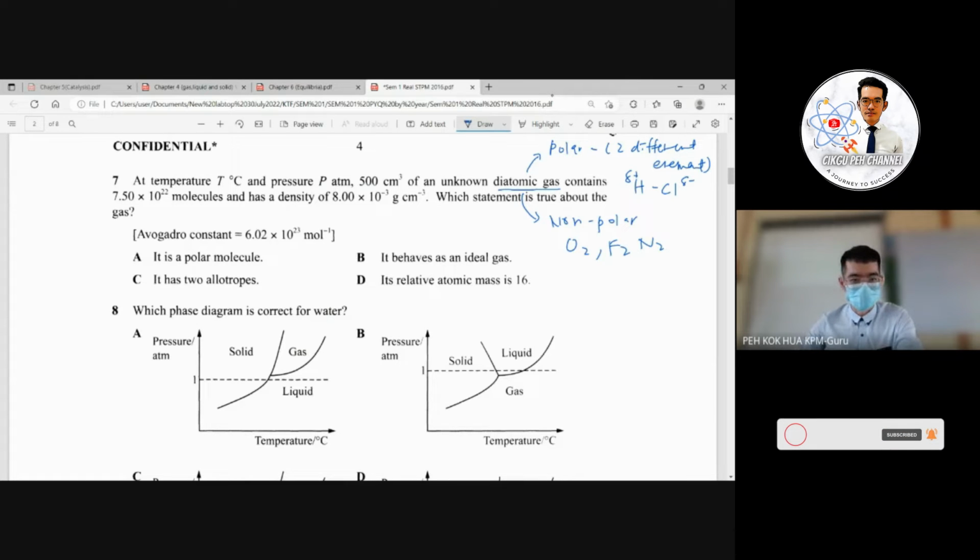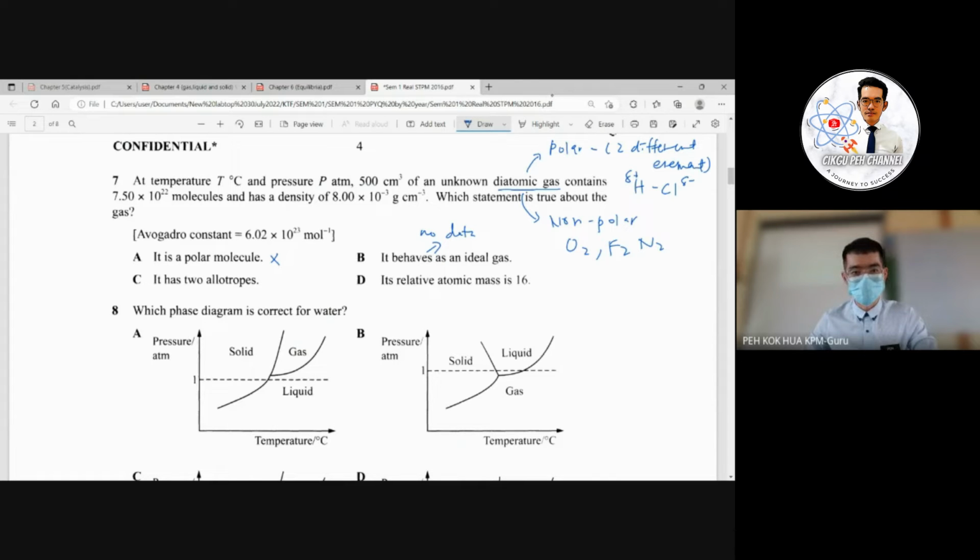So that means answer A is wrong already, because the diatomic gas here can refer to polar or non-polar. Okay, so answer A is wrong. And then for B, if we have an ideal gas, here we do not have any other data. So this will be considered not enough data. We're not sure. No data here. Then the electrode here is also the same. We are not sure. So we go to D.